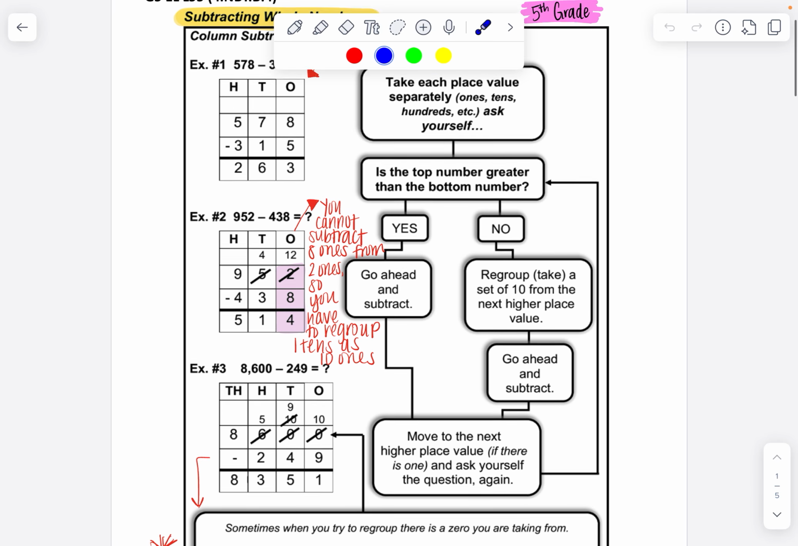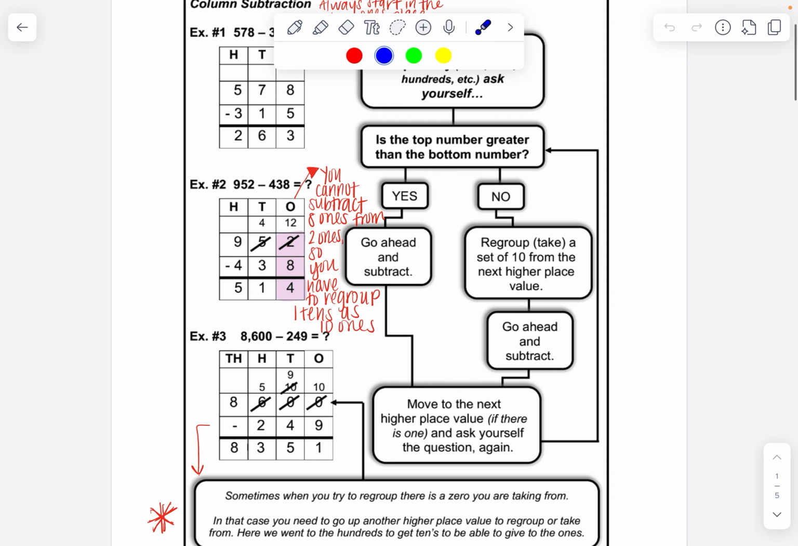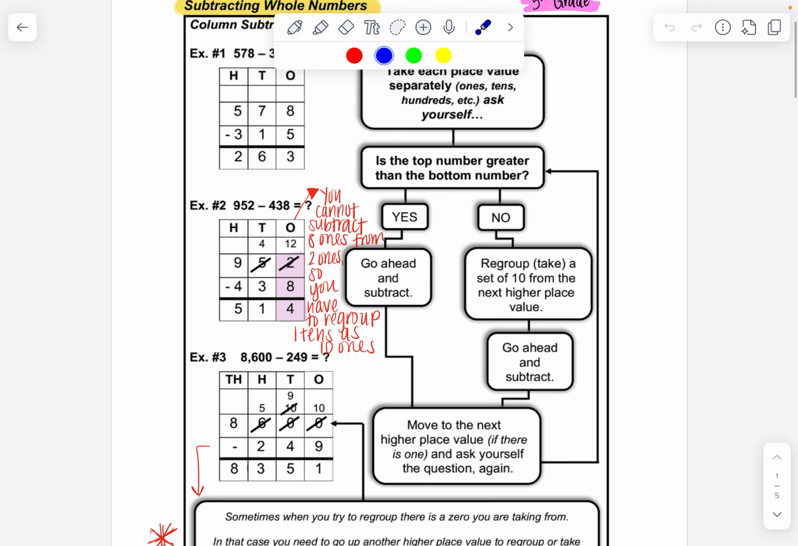From there, let's look at example number 2. Example number 2 is going to produce for us a different result using our flow chart. So always starting in the ones place, as we did in the previous problem, we have the numbers 2 and 8, right? We have 2 ones, take away 8 ones.